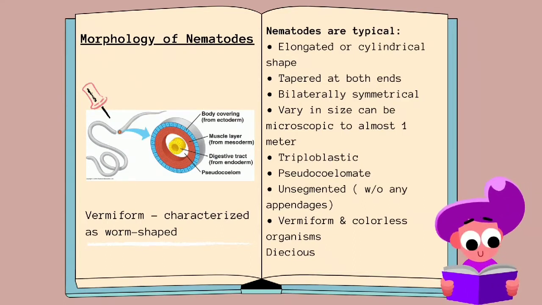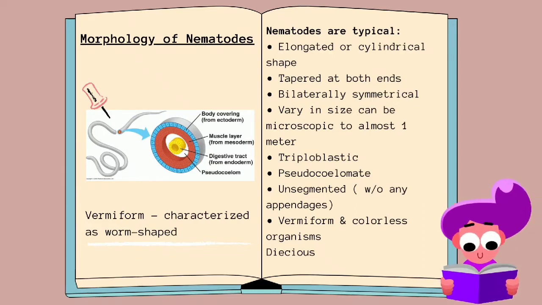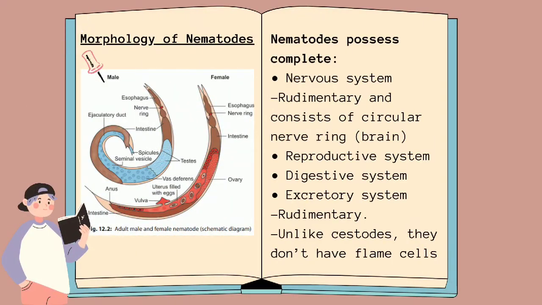These are the common characteristics of all nematodes despite their structural complexity. They are elongated or cylindrical in shape, tapered at both ends, bilaterally symmetrical, and vary in size, from microscopic to almost 1 meter. They are triploblastic, pseudocoelomate, unsegmented without any appendages, vermiform and colorless organisms, and dioecious. Most nematodes possess a complete nervous system, reproductive system, digestive system, and excretory system.